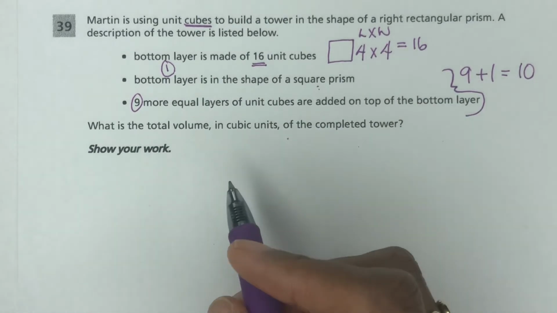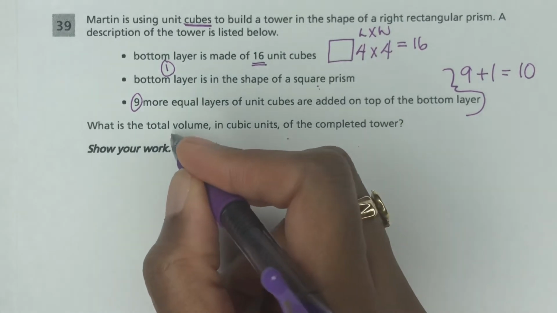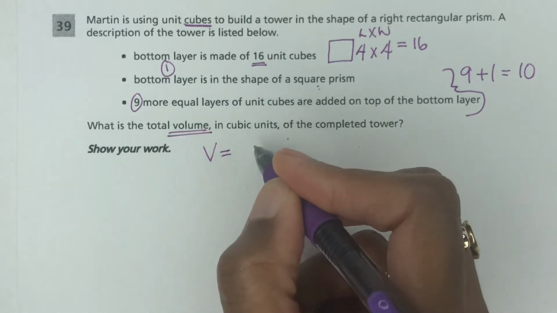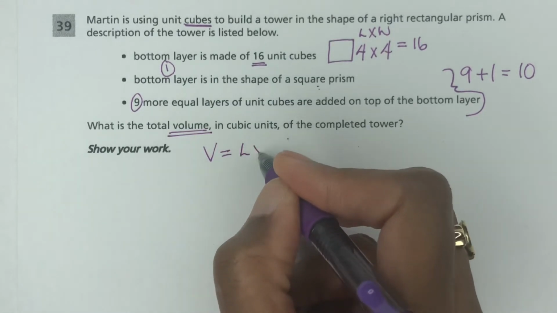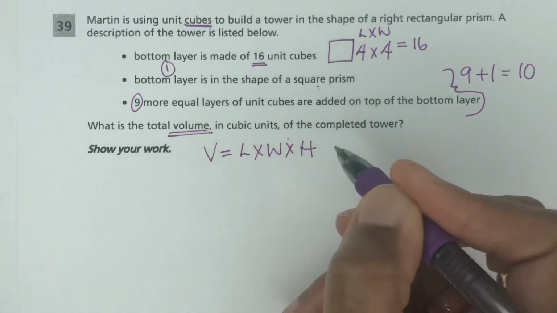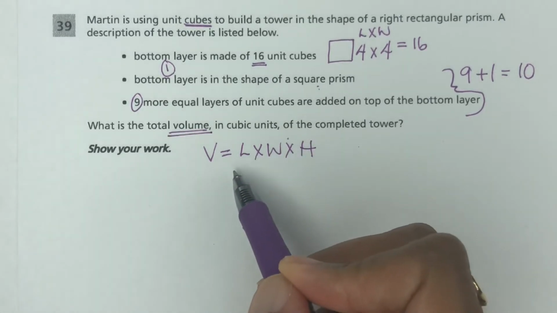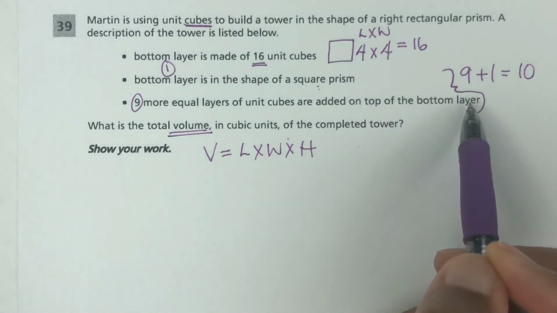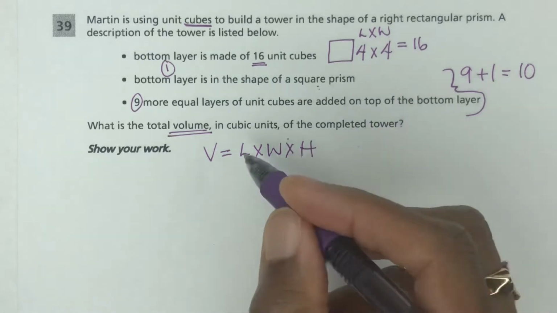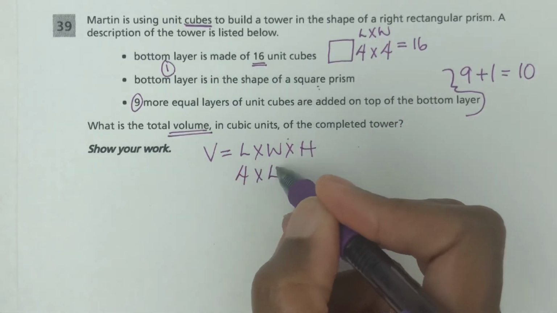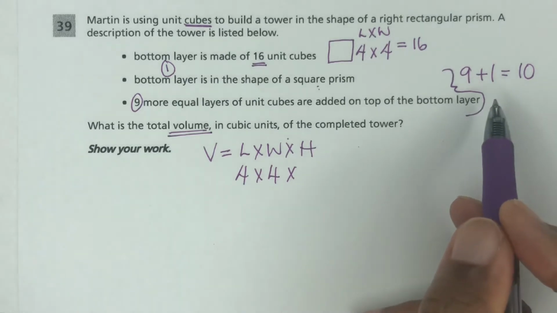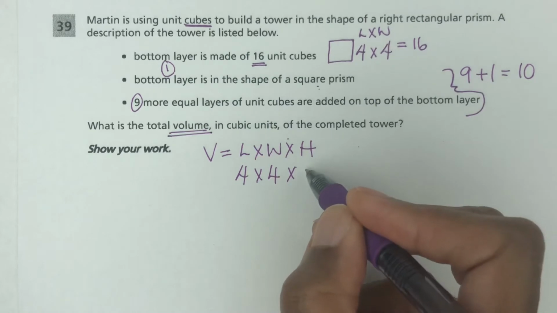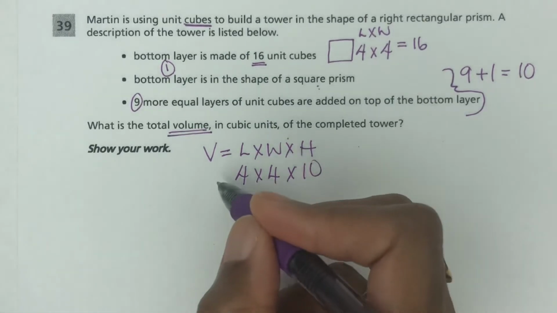So with the work, because it wants volume, we have to remember what volume is. What's the formula for that? It's 3-dimensional. So it's length times width times height, right? We already have all our information here that we've put before. So we got 4 times 4, which would be length times width. And then we have the layers, which is the height, which combined the second and the third bullet point to equal 10, right? So that's what we got so far.